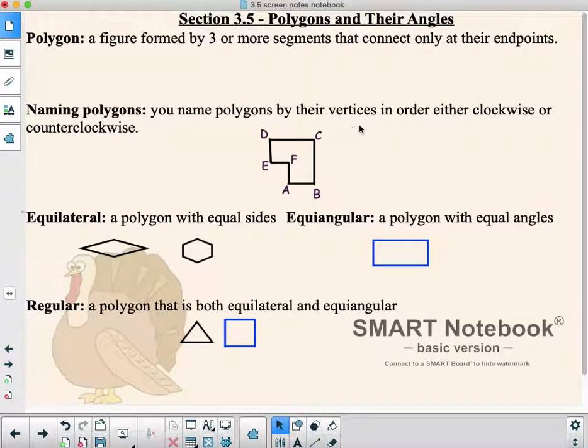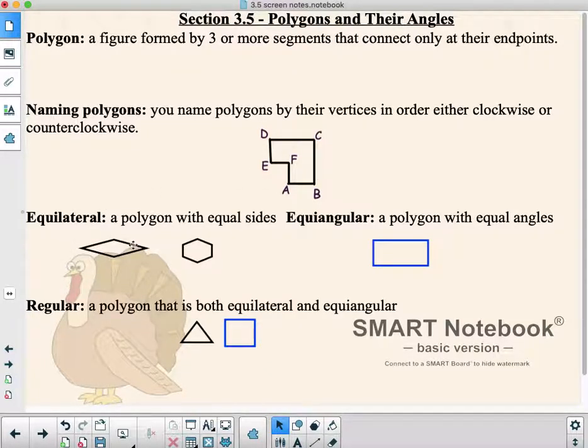The way that you name a polygon is by the corners, which are called the vertices. You can go clockwise or counterclockwise around the figure, and it doesn't matter which one you start with. You just can't jump around. So if I started at D, I would say D, C, B, A, F, E, or D, E, F, A, B, C. I just wouldn't jump around.